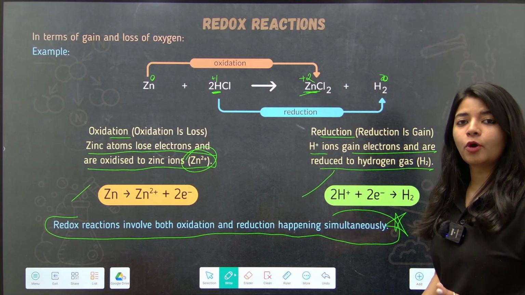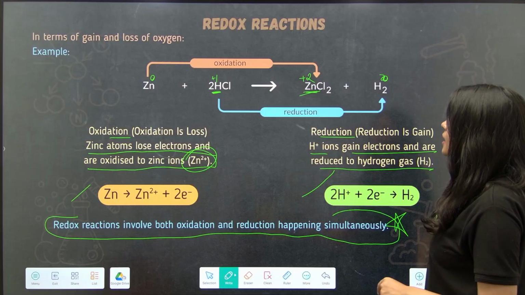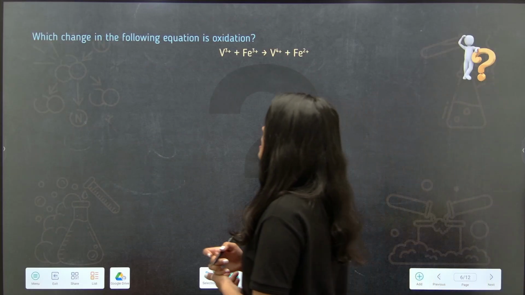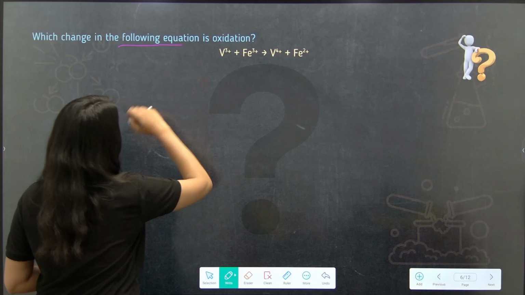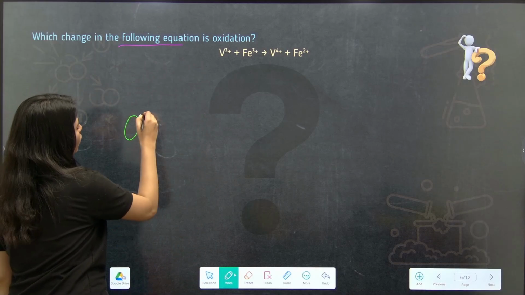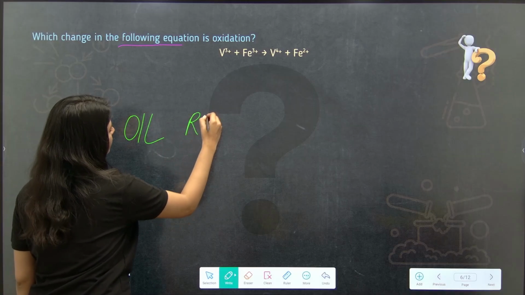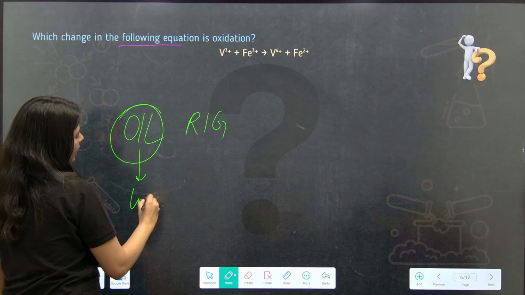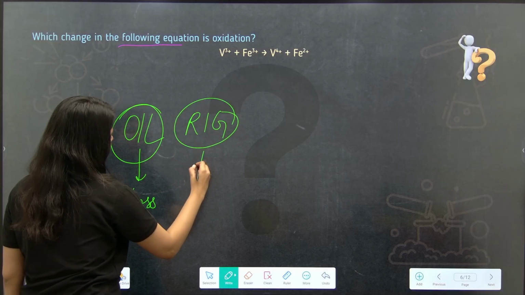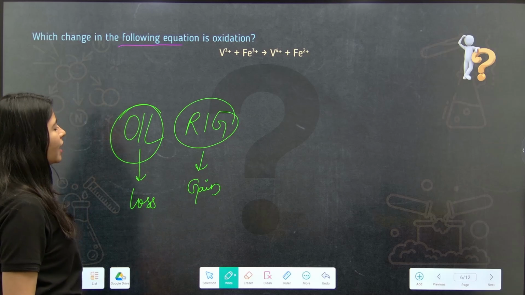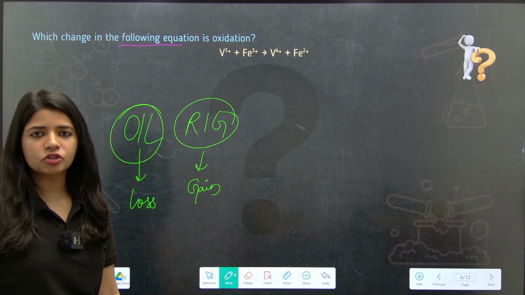Alright, I hope you have written this and understood. Now next is your question. Let's check how much we have learned. Which change in the following equation is oxidation? So what happens in oxidation? Again, the mnemonic OIL RIG: OIL stands for oxidation is loss, and reduction is gain. So we have to check in which element loss of electrons has taken place. That will be our oxidation.